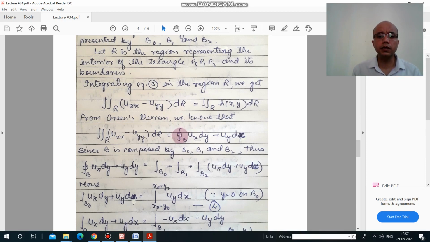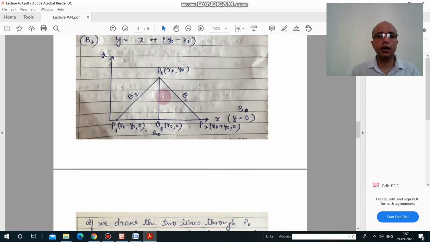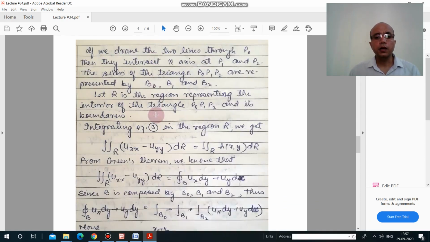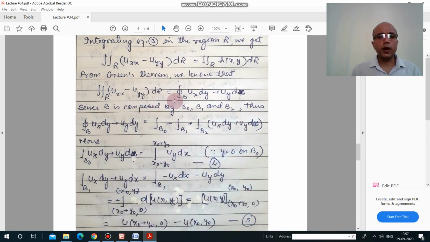This circle represents a closed boundary. Here, this region R is bounded by these three lines B0, B1 and B2. So the problem is to find this integration over the closed curve denoted by B. B is basically the sum of B0, B1 and B2. So now we will find the integration for each of these boundaries B0, B1 and B2.